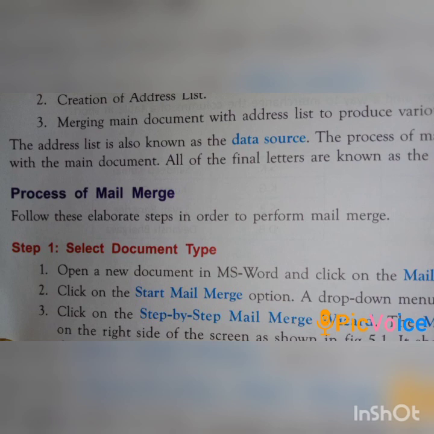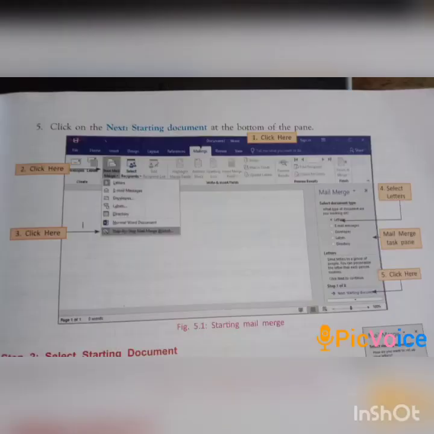Next, the process of mail merge. There are 6 steps in order to perform mail merge. Step 1, select document type. Step 2, select starting document. Step 3, select recipients. Step 4, write your letter. Step 5, preview your letters. Step 6, complete the merge. There are 6 steps. Now step 1, select document type.